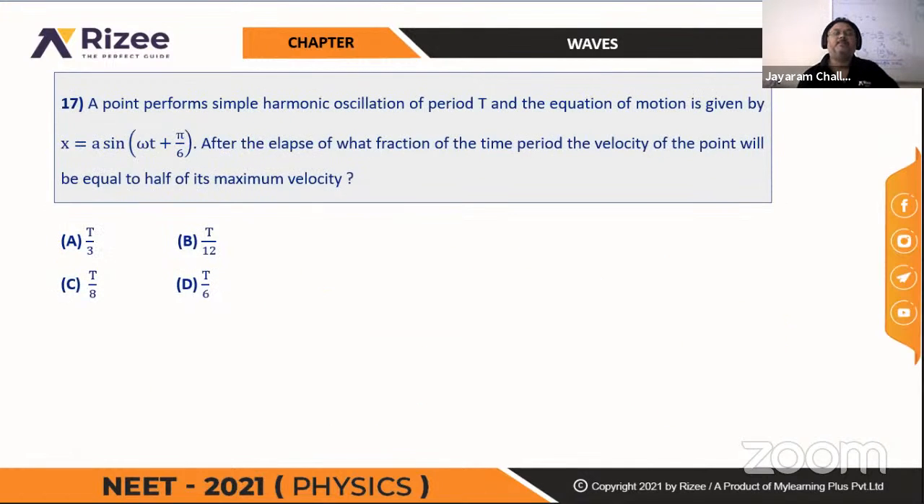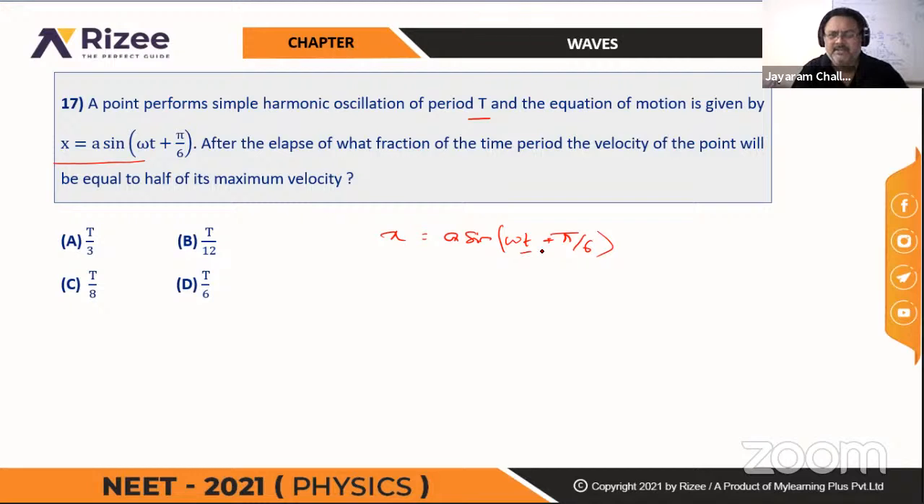Next, a point performs simple harmonic oscillation of time period T. The equation of the motion is given by something like this: x is equal to a sine of omega t plus pi by 6. So after the lapse of what fraction of the time period will the velocity of the point be equal to half of the maximum velocity?